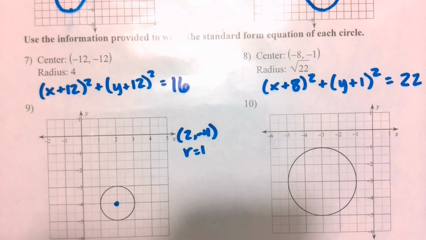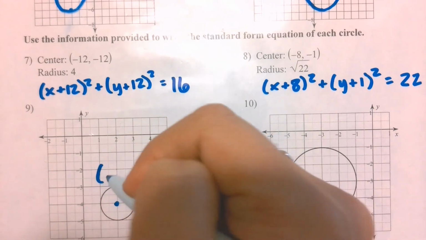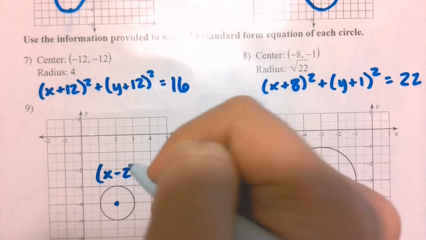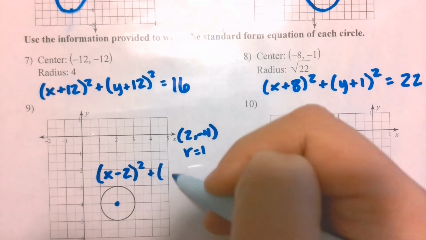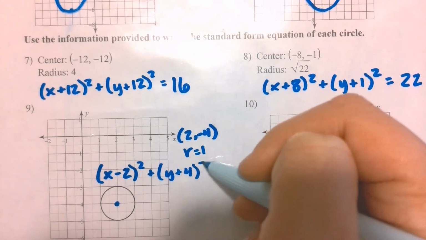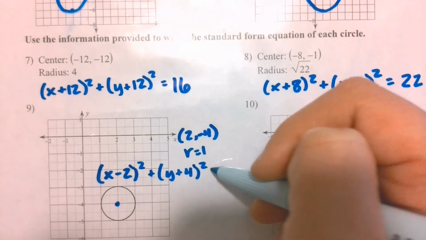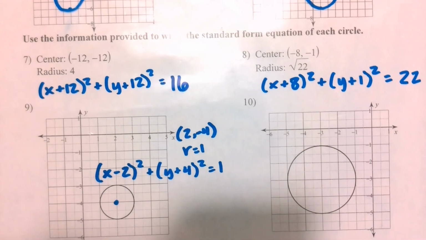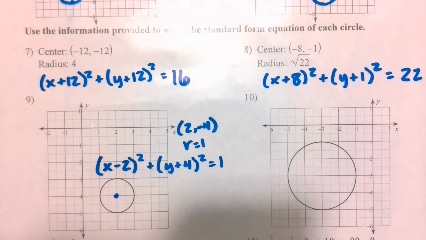So doing the same thing that I did on number 7, I've got my x minus 2 squared plus y minus a -4, so plus 4 squared equals my radius squared, just 1. Okay. Go ahead and pause the video, see if you can write an equation for number 10 on your own.